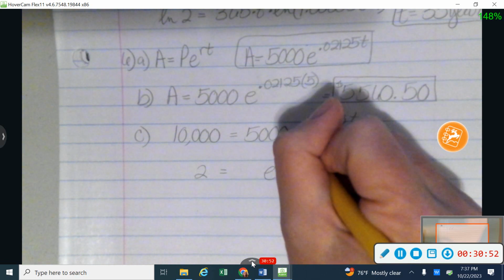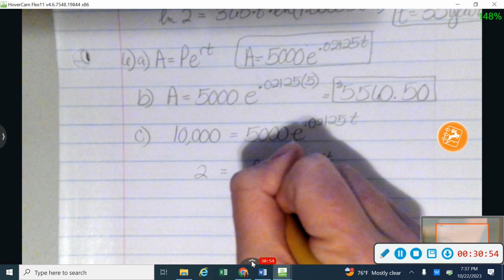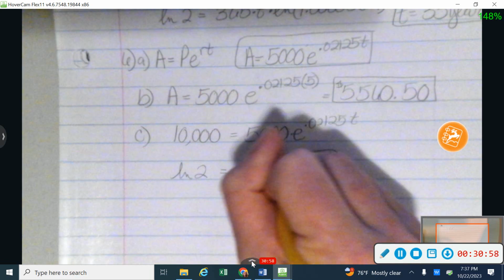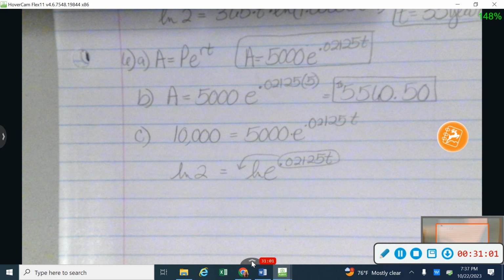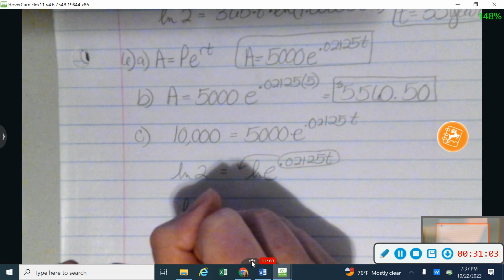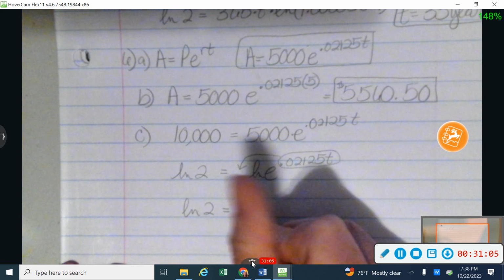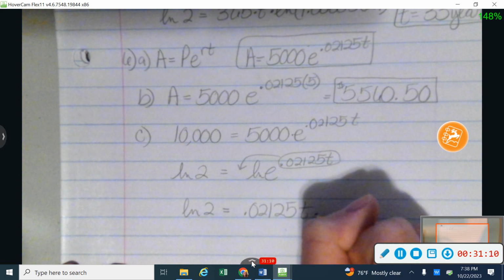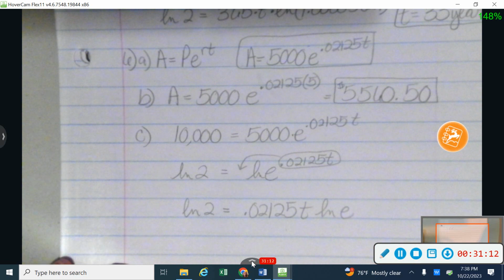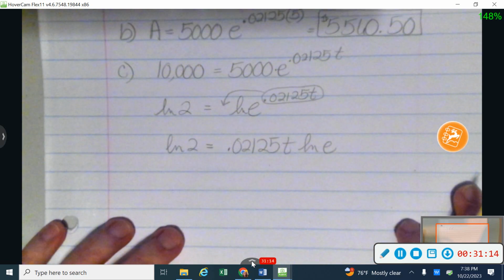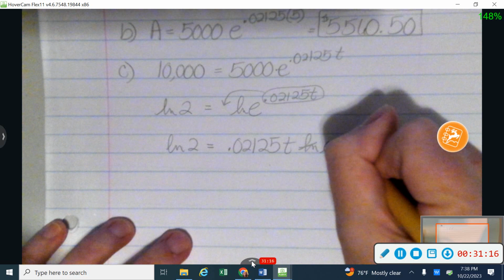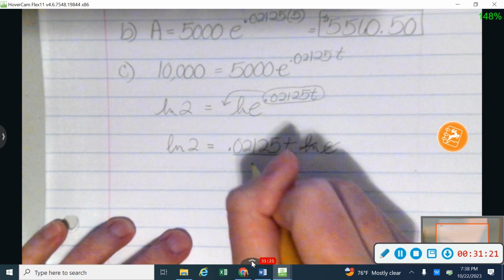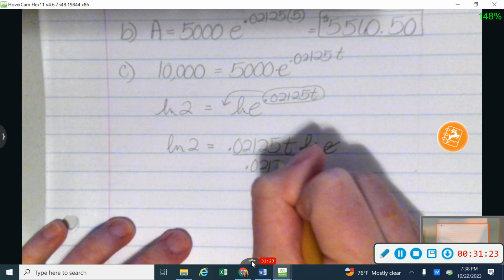And then I'm going to take the natural log of both sides. So natural log and natural log. That's going to bring my exponent to the front using my expand rule right there. So that's going to give me the natural log of 2, which is equal to 0.02125t times the natural log of e. And just like on 2 and 4, the natural log and the e will cancel each other out, which is really nice. And I just need to divide by the 0.02125.